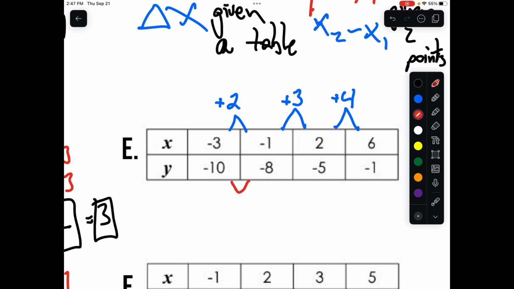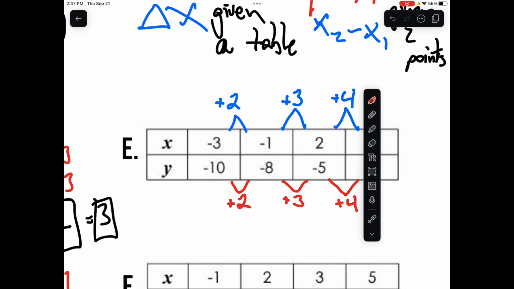Going from negative 10 to negative 8 is an increase of 2. From negative 8 to negative 5 is an increase of 3. To go from negative 5 to negative 1 is an increase of 4. So if I look at each one of these, let's see.